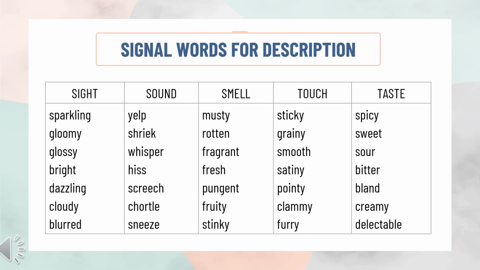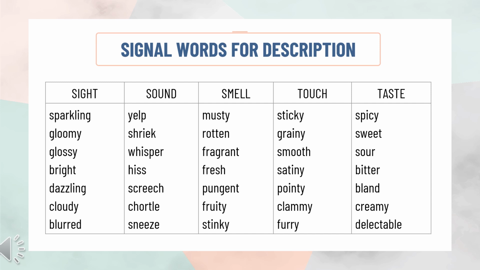And here are the signal words for description that we can use in order for us to create a well-equipped descriptive paragraph. Under sight, we have sparkling, gleaming, glossy, bright, dazzling, cloudy, and blurred. Under sound, we have loud, sweet, whisper, whisk, pitch, short, smooth.